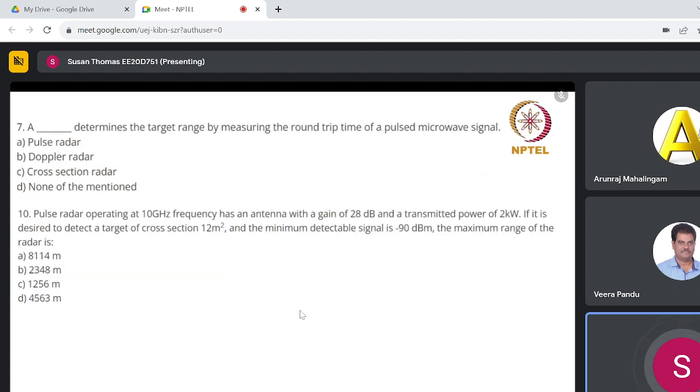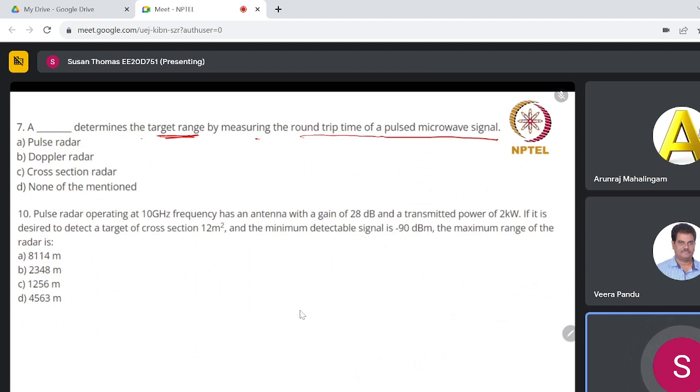Now let's move to the next question. Different types of radars are given: pulse radar, Doppler radar, cross section radar. Which among these will determine the target range by measuring the round trip time of a pulsed microwave signal?